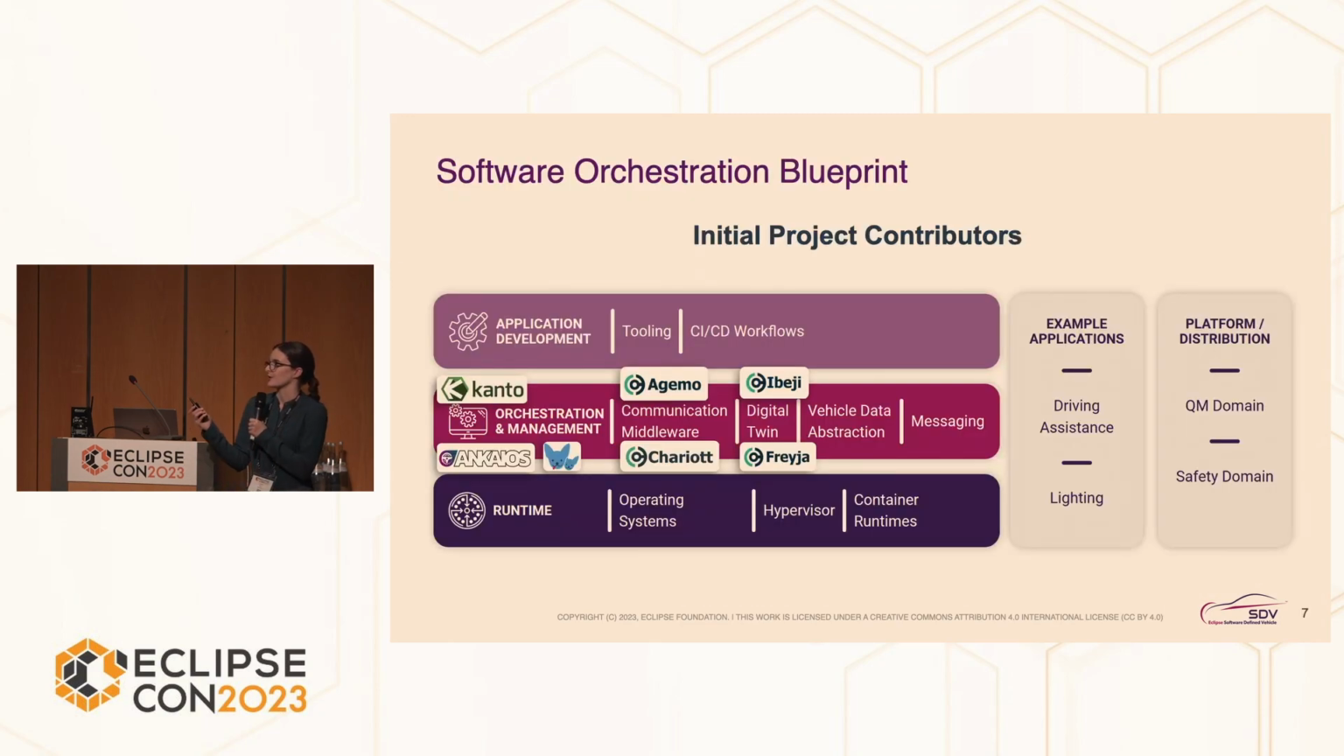These are our initial project contributors, taken from the SDV project landscape page. On orchestration and management, we have Ankaios, BlueChi, and Kanto for our software orchestrators. For communication middleware, we have Chariott, which is a service discovery system, and Agemo, which is a dynamic topic management system for messaging. On the digital twin side, we have Ibeji, an in-vehicle digital twin service, and Freyja, digital twin cloud synchronization. These are our initial project contributors, but we welcome anyone else who'd like to collaborate as well.